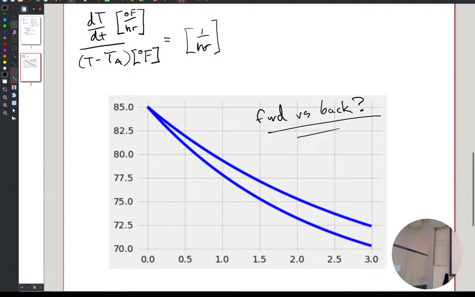Where are they supposed to go when they get to 45 minutes? It should be 80, right? So at 45 minutes, right here, that should be our answer, but it's not. One of them is still too hot, the other one is too cold.